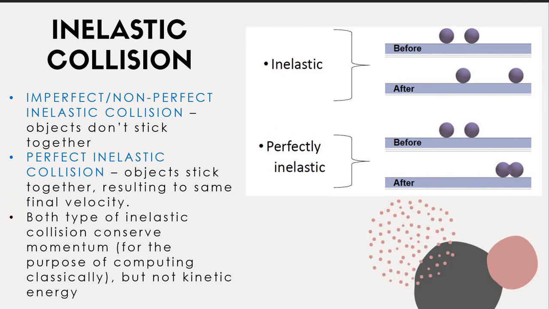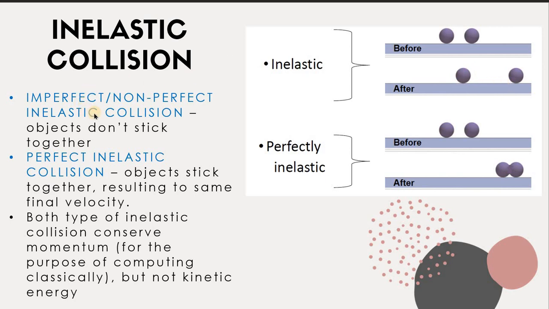Let's have first the inelastic collision. Again, we have two, imperfect and perfect inelastic collision. As you can see in the illustration, before the collision, they will be moving towards each other, or one object will be moving towards another so that it will hit the other object, and then see what happens after the collision.